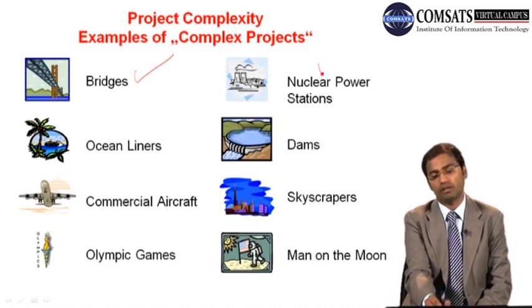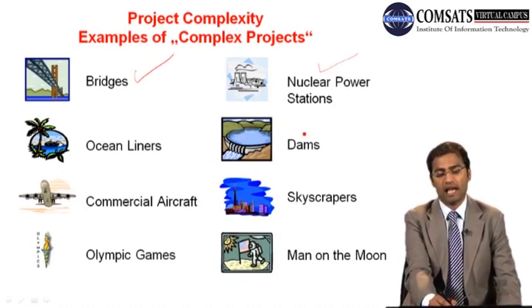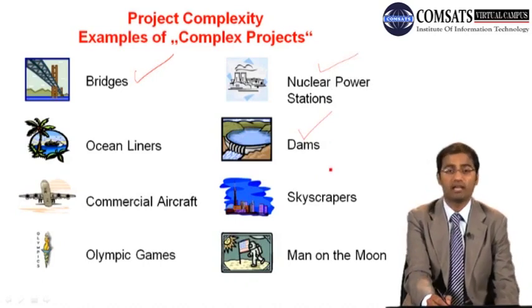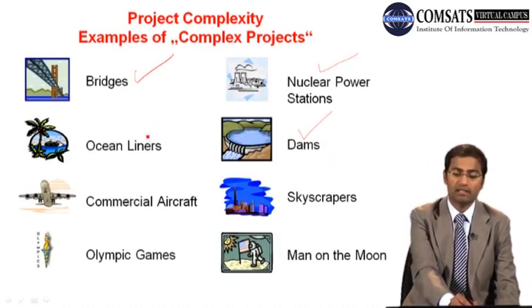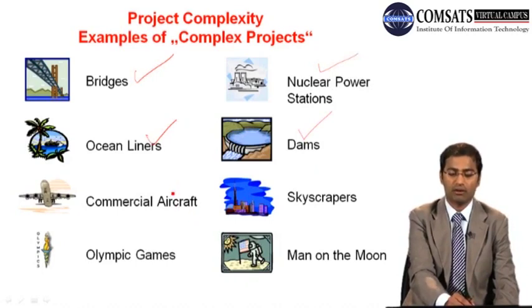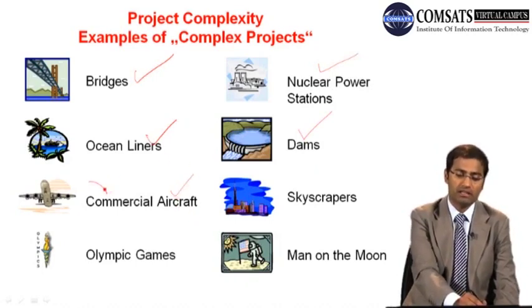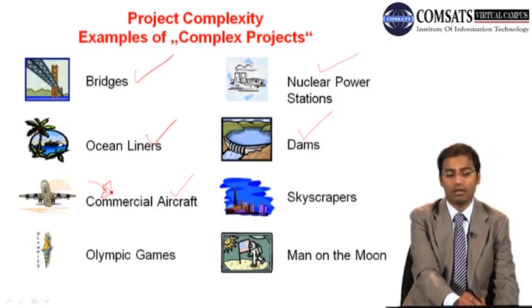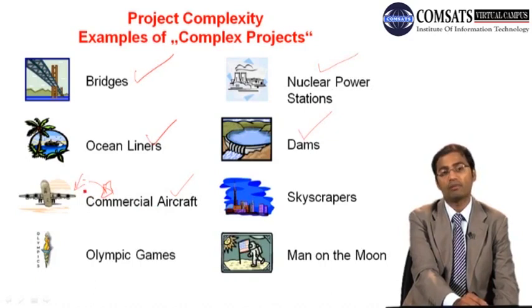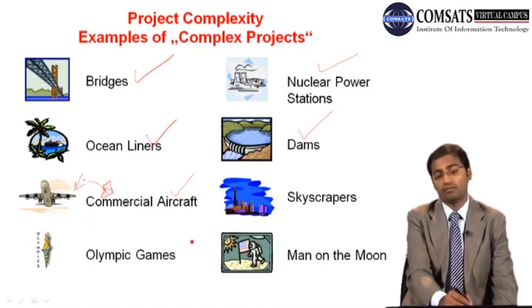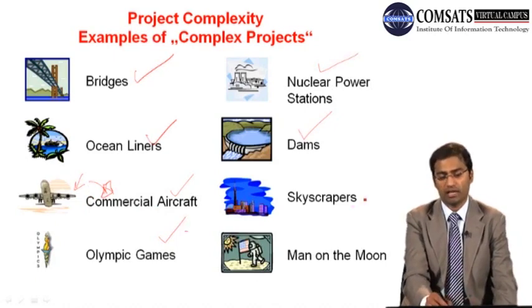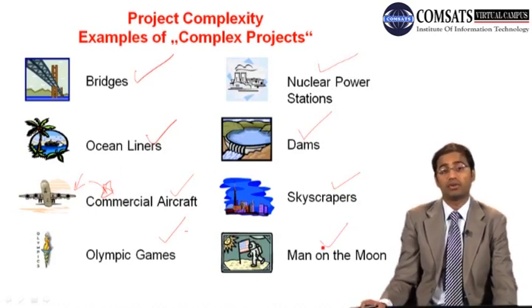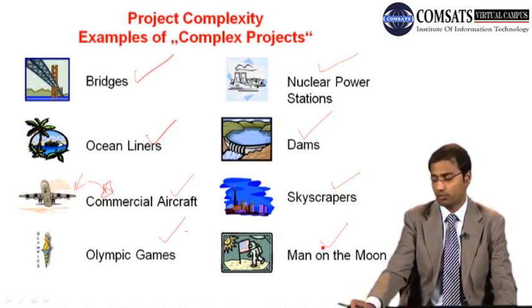And nuclear power stations, those are very complex. And then these dams, these are very complex projects. Ocean liners are very complex. And then commercial aircraft. So there is a difference between commercial aircraft and commercial operation. So commercial aircraft over there, I mean the creation or construction or development of this plane. And Olympic Games, yes, that is a very complex project. And skyscrapers, and man on the moon or man on Mars by 2020-30, that is a very complex project.